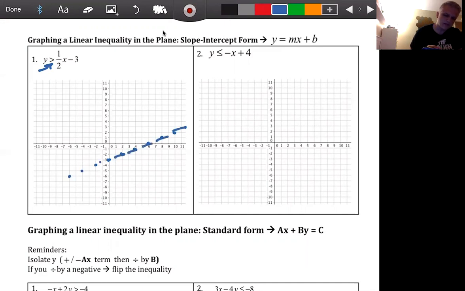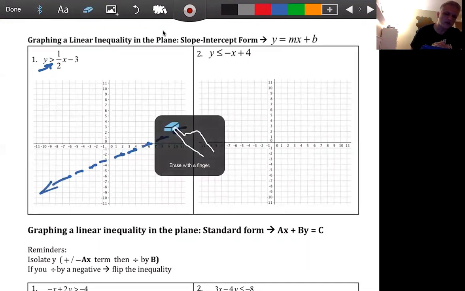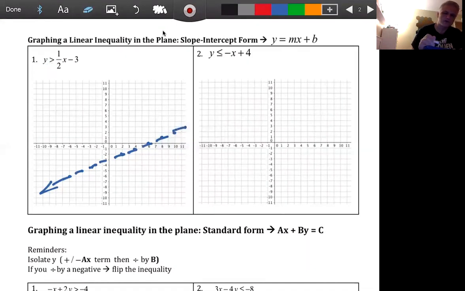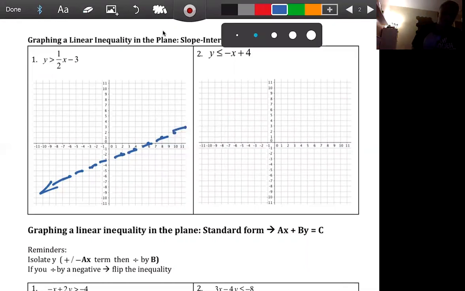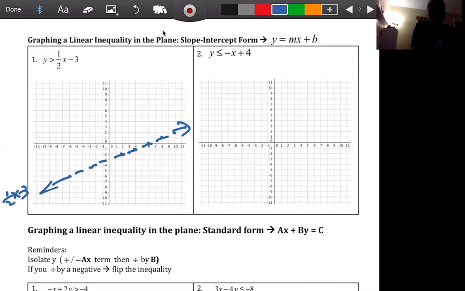But again, this is a dashed line. And it's dashed because it's greater than, but it's not greater than or equal to. So now we have graphed the boundary line. This is the boundary line of y equals 1/2 x minus 3. We have dashed it because it was greater than.